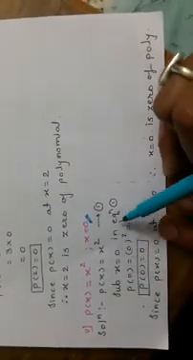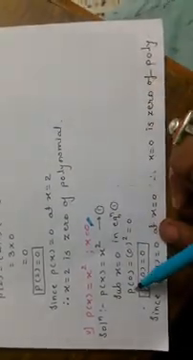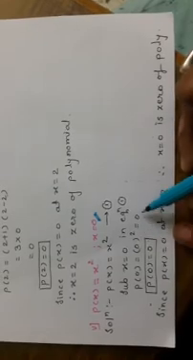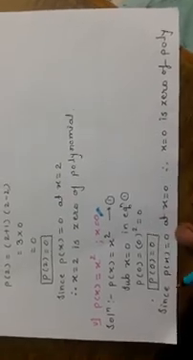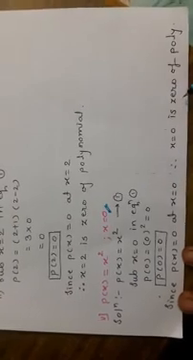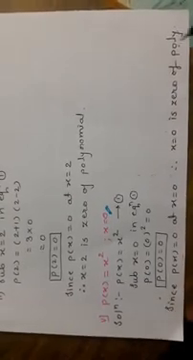Substitute x equal to 0 in equation 1, we will get P of 0 is equal to 0 square, which is 0. So P of 0 is equal to 0. Since P of x is equal to 0 at x equal to 0, x equal to 0 is a 0 of the polynomial.